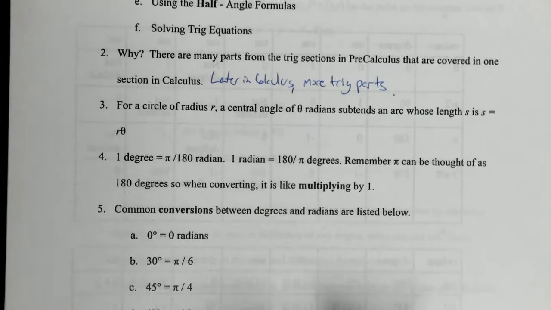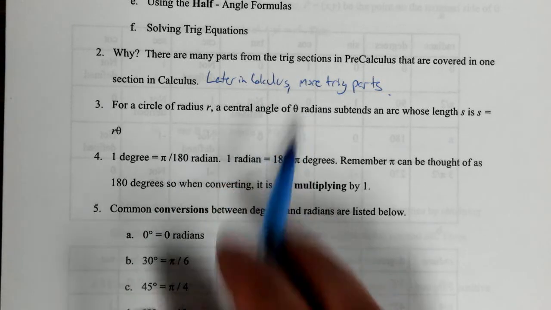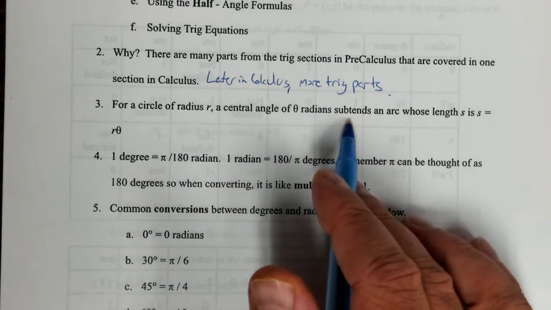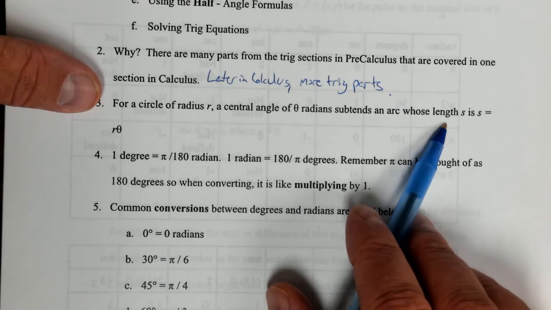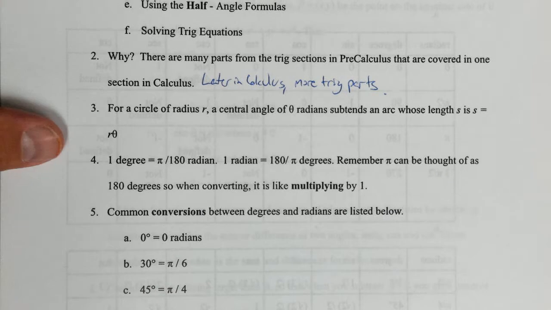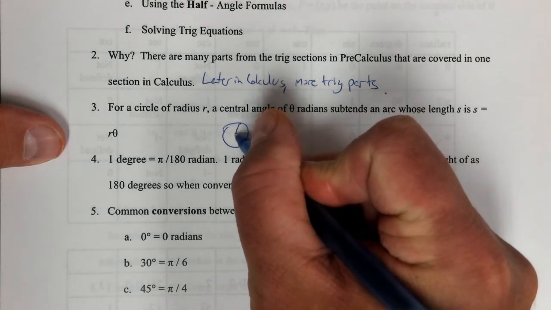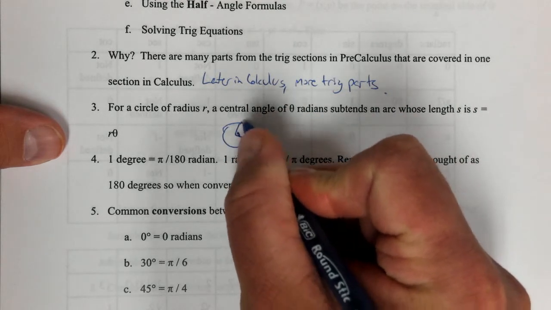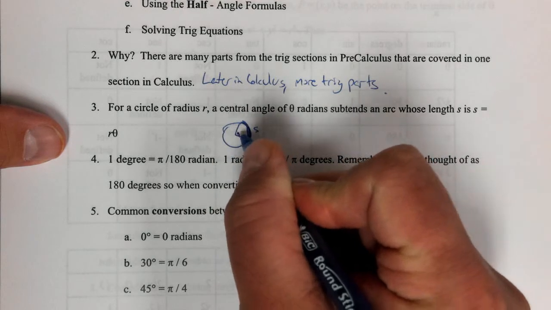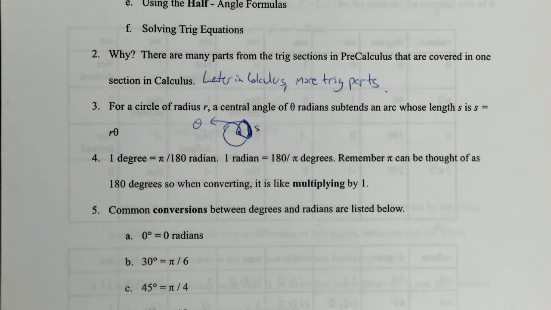Okay, so for a circle of radius r with a central angle of theta radians, which subtends or creates an arc whose length is s, the formula is s equals r theta. Okay, so what does that look like? It's a central angle, so we're just going to make a little Pac-Man, and this is going to be our arc length s, and inside here this is going to be our little theta. Okay, so arc length is a distance.